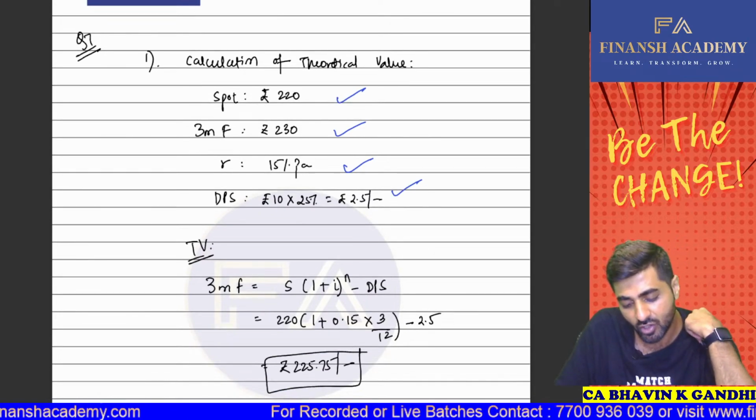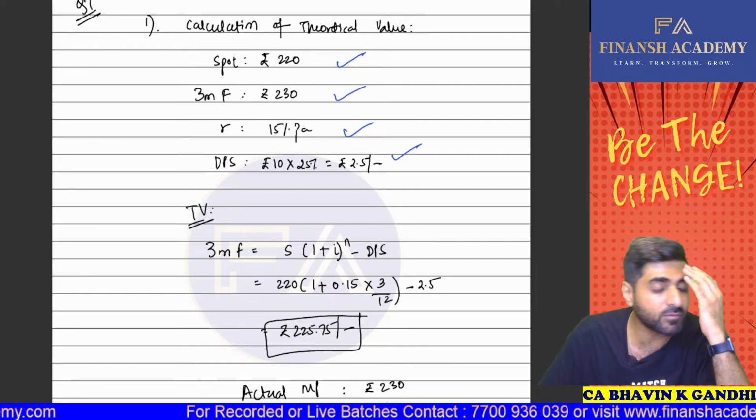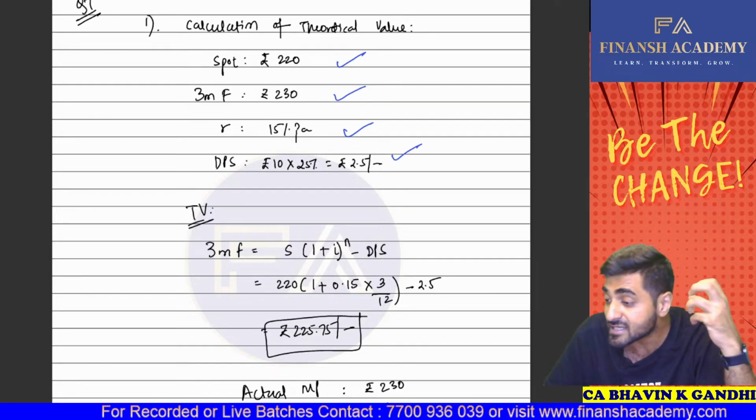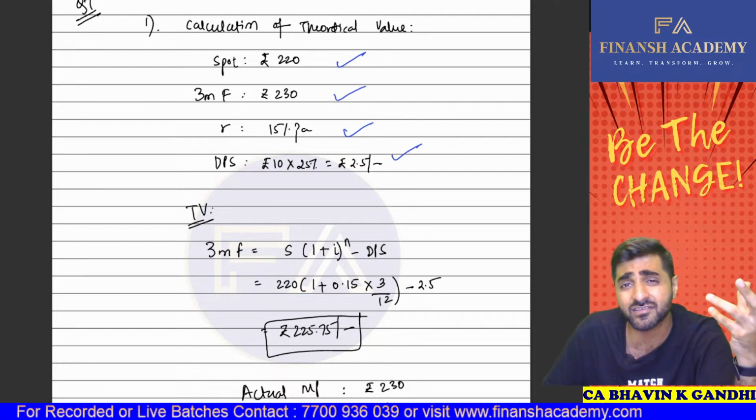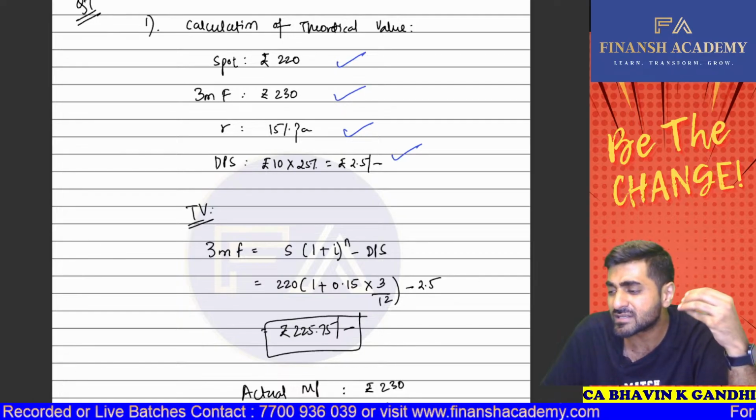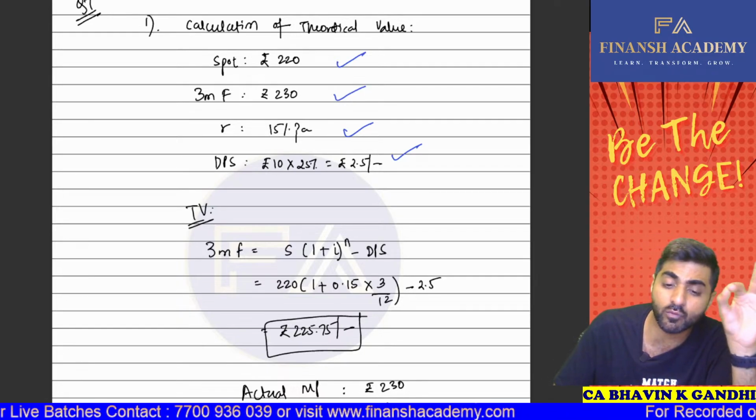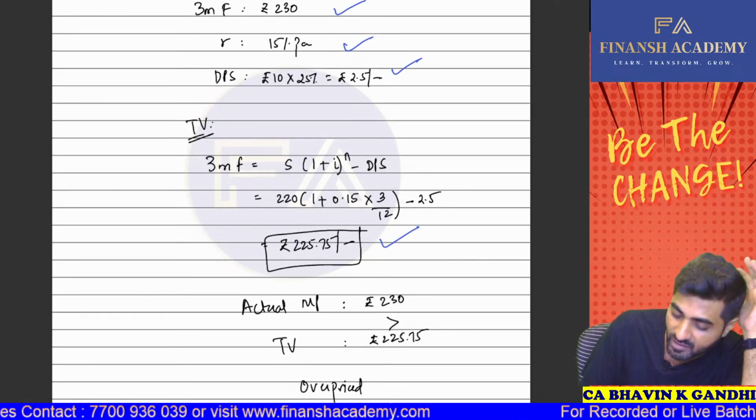So let us calculate the theoretical value, which is spot into 1 plus i raised to the power n. From this, I need to subtract my dividend per share. So this is 220 into, the rate is 15%. So that's why we will take 0.15 into 3 divided by 12. And as you all know, here the dividend is paid towards the end. So nothing to worry. We'll be simply subtracting your dividend per share of 2.5, which will eventually give you 225.75. So this is my theoretical value.